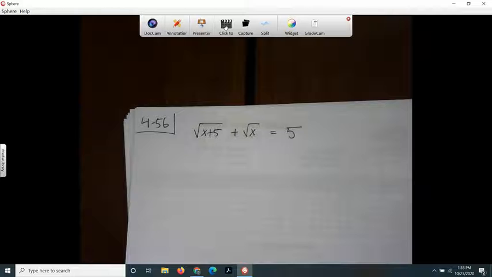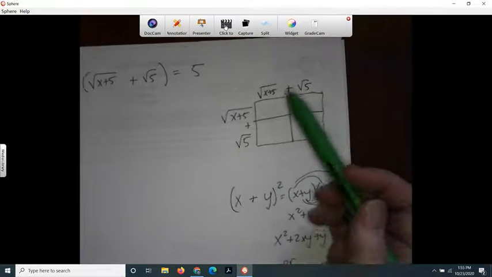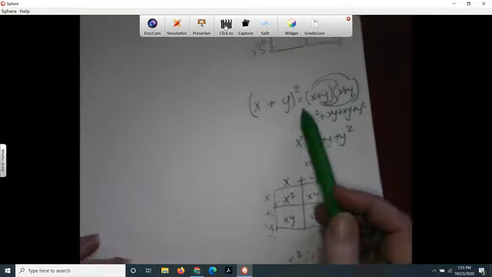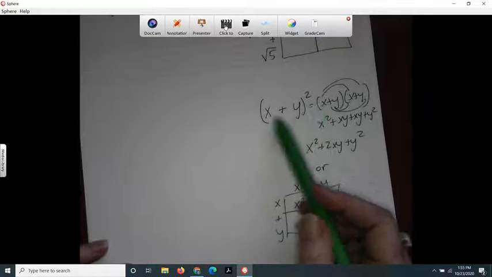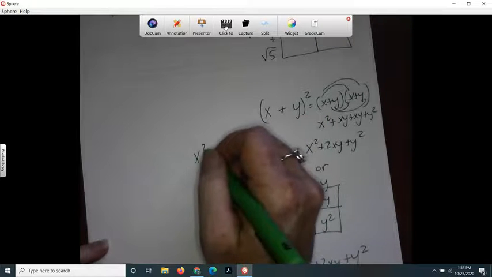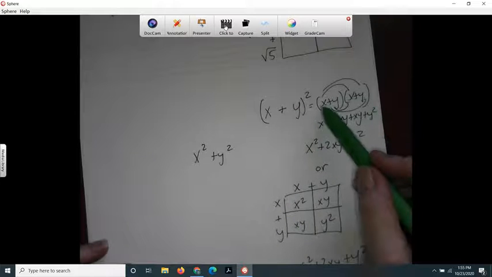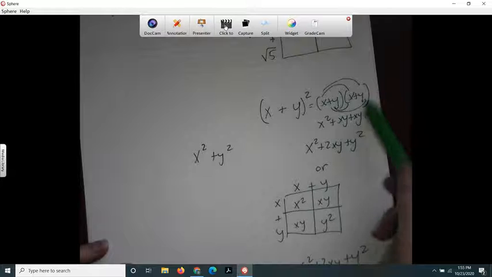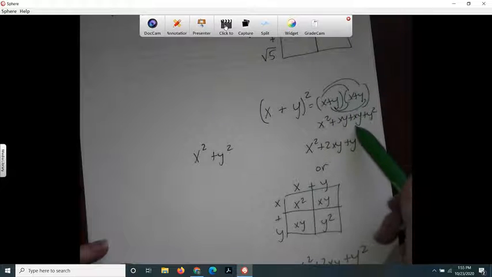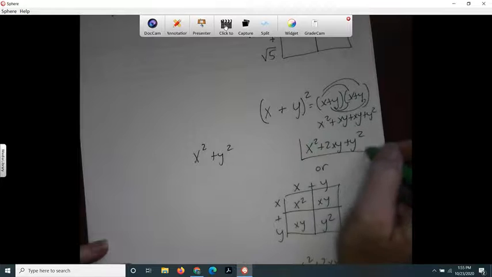So what I'm saying is, let's look at a binomial. Let's say I want to square x plus y. Some people think that when you square x plus y, you'll just get x squared plus y squared. But that's not true, because you have to multiply x times x, and then x times y, and then y times x, and then y times y. When you square a binomial, you get a trinomial.